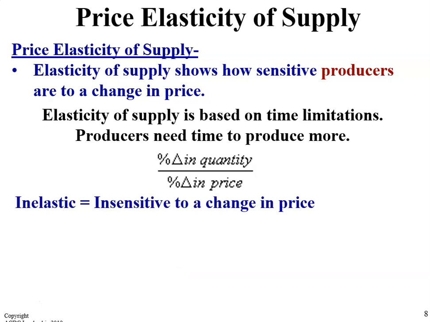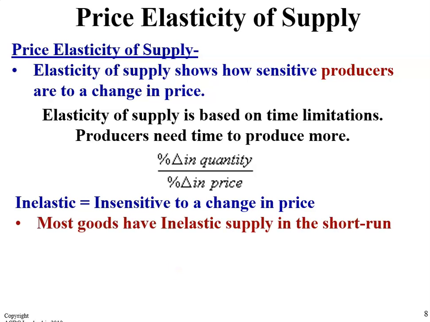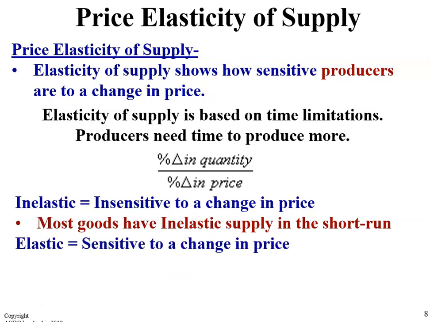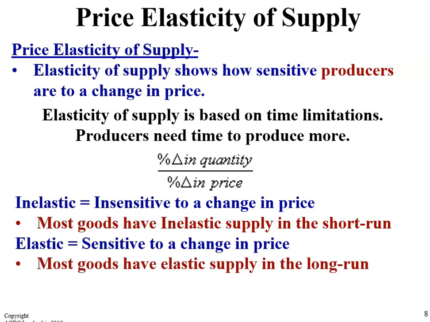Inelastic, producers would be insensitive to a change in price. Most goods have inelastic supply in the short run. Elastic means that producers are sensitive to a change in price. Most goods have elastic supply in the long run.